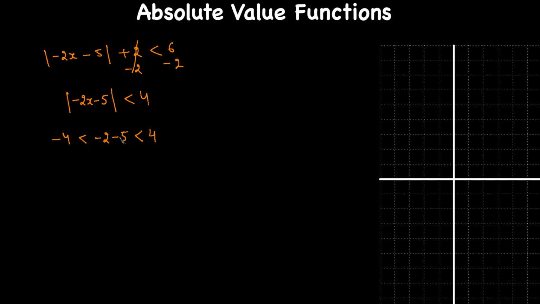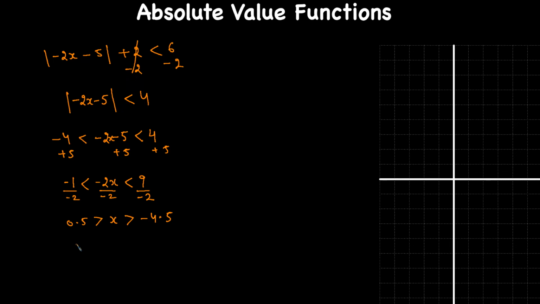Okay, so let's simplify this. Sorry, it's going to be 2x. So let's add 5 to all of them. Okay, so this gives me negative 2x is greater than negative 1 and less than 9. Okay, and now we're going to divide by negative 2. So this gives me 0.5 is greater than x is greater than negative 4.5. Remember, whenever we are multiplying or dividing by a negative number, we reverse the symbol of inequality, and that's what we did over here.